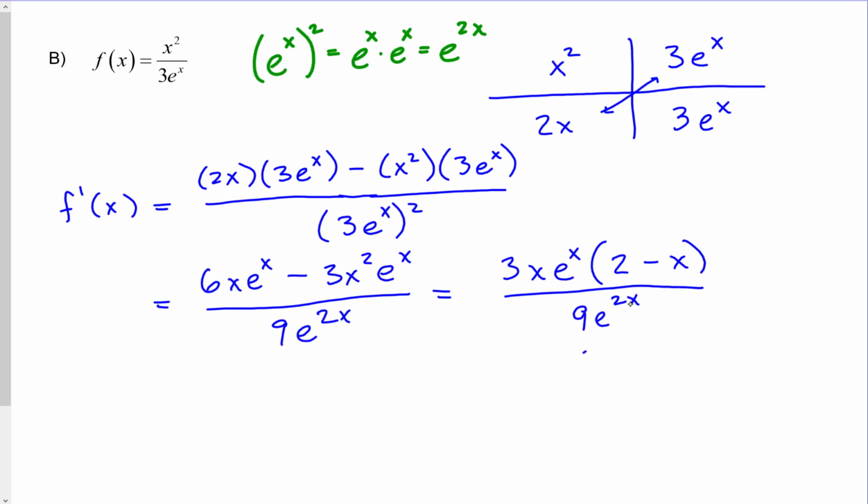And I actually have some things that will cancel. So 3, of course, goes into 9, leaving a factor of 3. But e to the 2x, remember how that's the same thing as e to the x times e to the x. So I have a factor of e to the x in the numerator, and a factor of e to the x in the denominator, leaving just one factor of e to the x in the denominator. And so my final answer here is x times 2 minus x all over 3 e to the x.